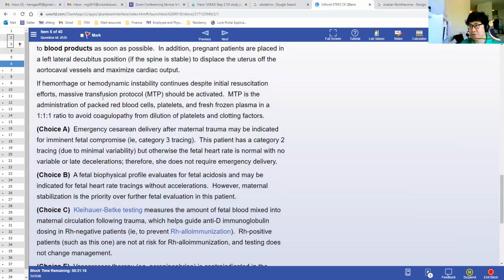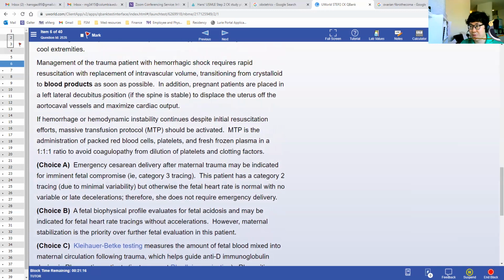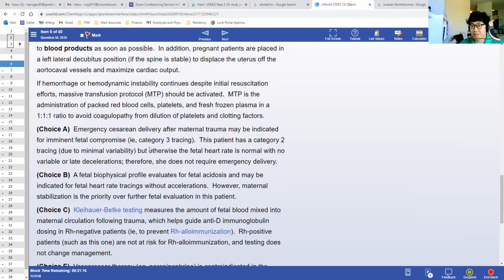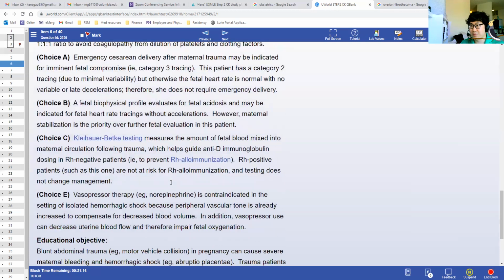All right, I guess blood transfusions are more urgent than I thought. Normally we get labs, we get type and screens, but I guess in this particular problem, that's not really how it works. Massive transfusion protocol, all right. Yeah, you would activate that if you're going to transfuse a lot of blood, and this case seems like it's going to need a lot of blood.